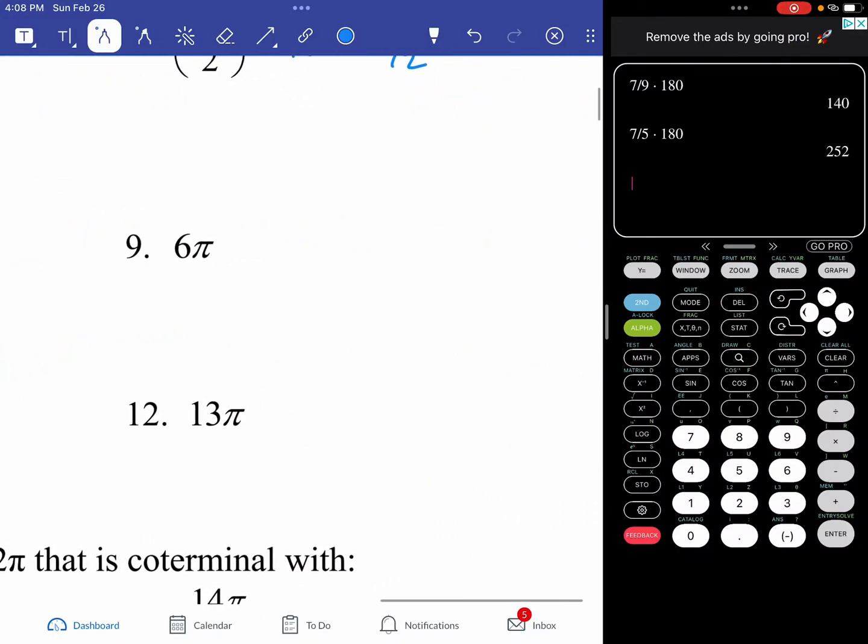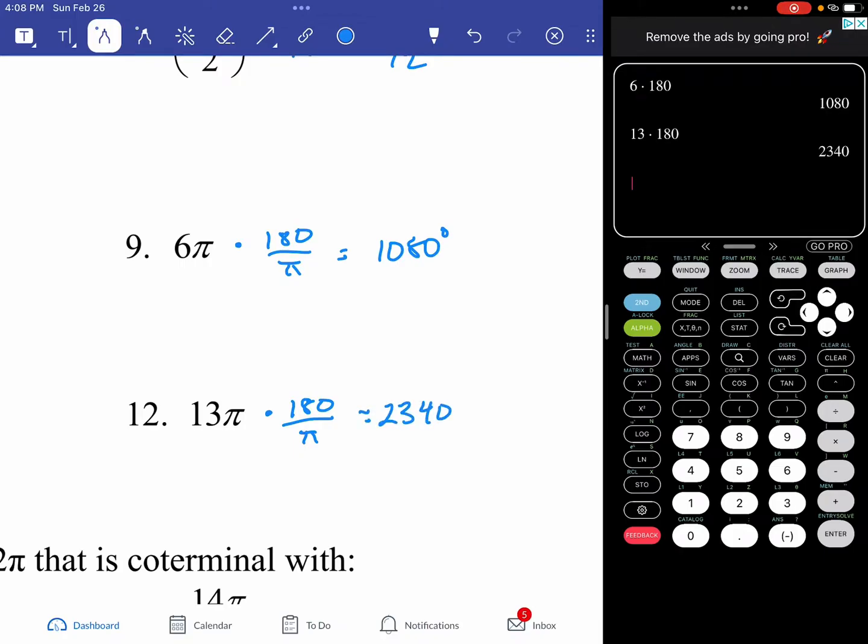Last two. By 180 over pi. 6 times 180 gives you 1080 degrees. And finally, 13 pi times 1 over pi. 13 times 180 gives you 2,340 degrees. And there we go.